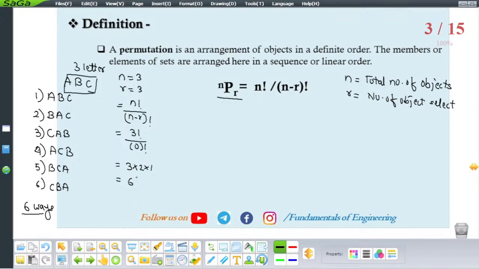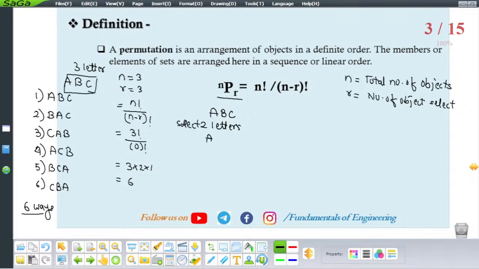Now suppose we have this 3-letter word ABC, and among these 3 letters we want to select only 2 letters and arrange them. So we have to select 2 letters only from this 3-letter word and arrange them. How are we going to arrange?